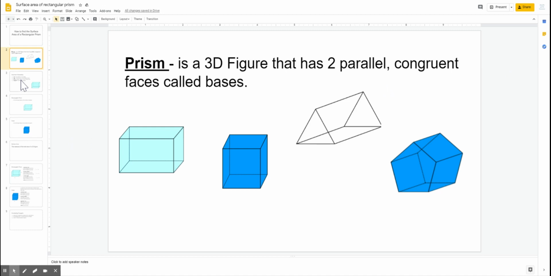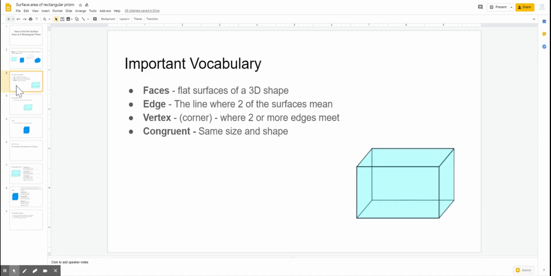Some important vocabulary that you need to know. Faces are the flat surfaces on a 3D shape. So the front side of a rectangular prism, that is a face. The top is a face. The left and the right side, those are faces. The bottom is a face, right?